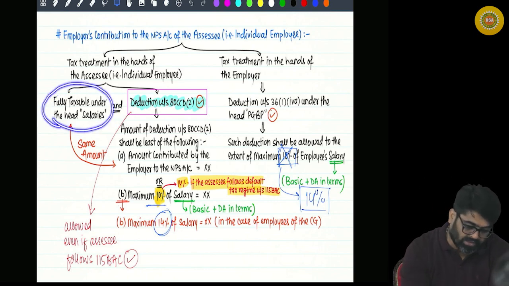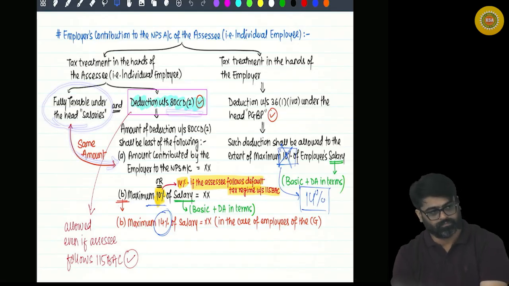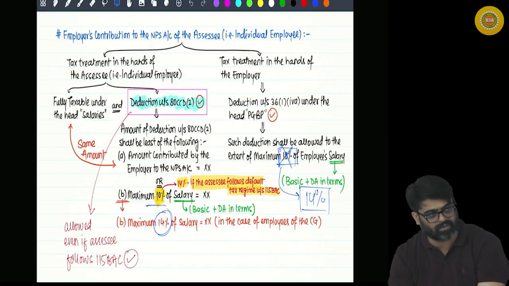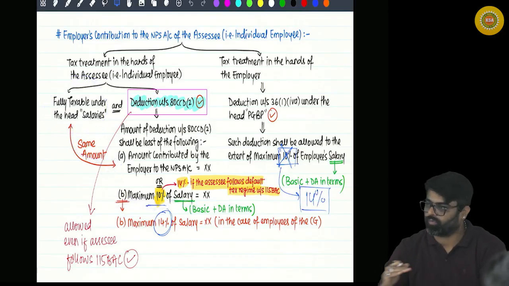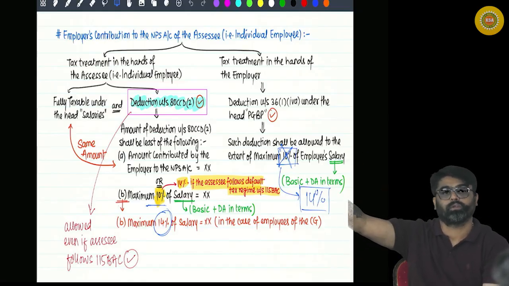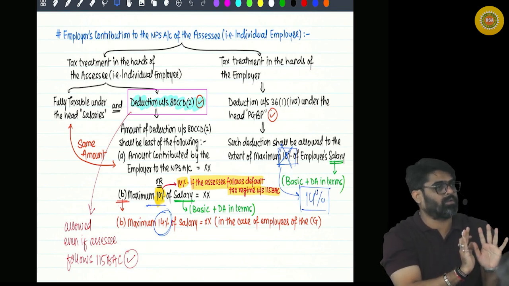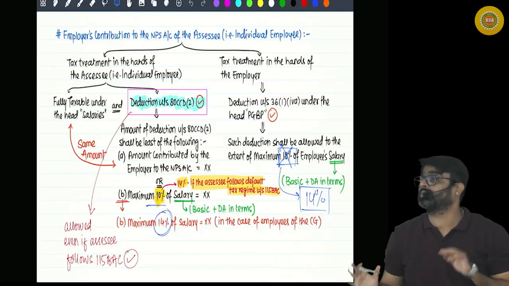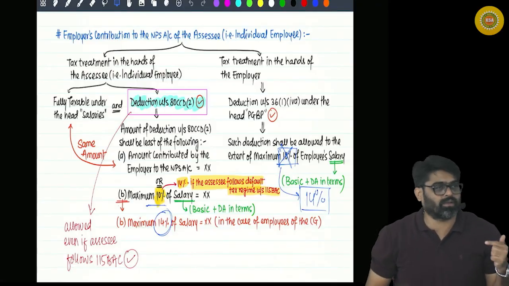Now that amount which has been taxed under the head salary, for that you can get the deduction under 80CCD2. How much? That entire amount will be allowed subject to maximum 10% of your salary. So first, your employer contributes, make that amount taxable as your salary, and then bring that amount under section 80CCD2 and claim this amount under 80CCD2, subject to 10% of your salary.